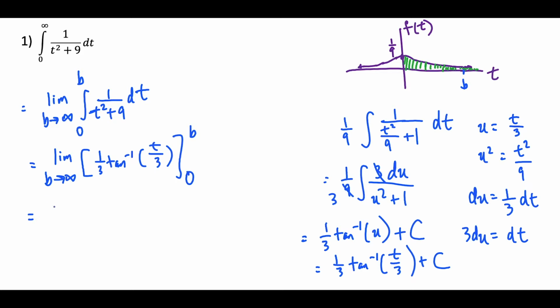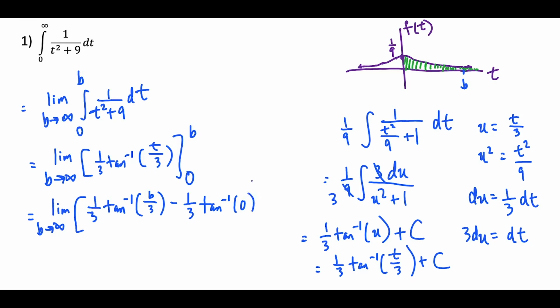So then here, what we're going to have is the limit as b goes to infinity, and we make the substitution. We're using the fundamental theorem of calculus part 1. So we have 1/3 times tangent inverse of b over 3 minus 1/3 tangent inverse of 0. And tangent inverse of 0 is just 0, so this is going to cancel out. And just to mention here, depending on where you're learning this, tangent inverse is also interchangeable with arctangent of x. So depending on how you write this, you could write tangent inverse or arctangent.